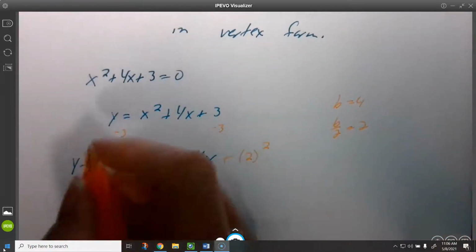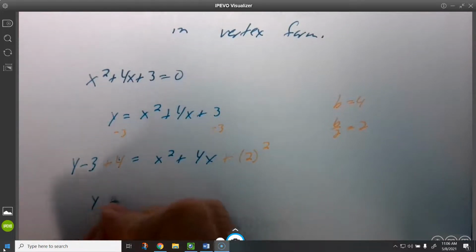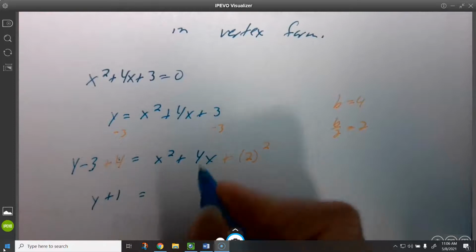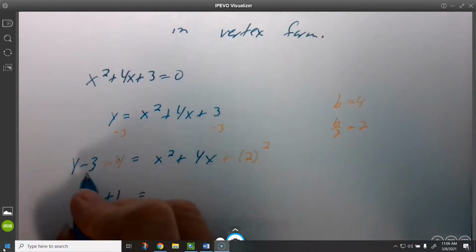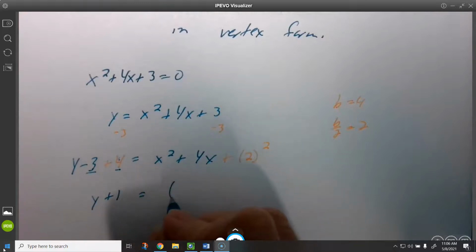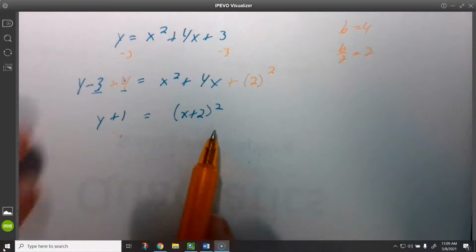And I'm going to add 4 here. When I do that, I get y plus 1 is equal to, and I'm going to factor this, because that's a perfect square trinomial, so I combine my like terms here, factor here, x plus 2 quantity squared. So now I'm going to get it into vertex form.